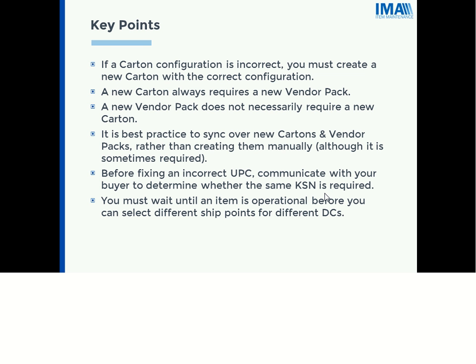Before fixing an incorrect UPC, communicate with your buyer to determine whether the same KSN is required. And then finally, you must wait until an item is operational before you can select different ship points for different DCs. So if you remember Tuesday I mentioned when you're doing new item setup, and if you need different ship points, you can only select one initially, and then you would have to wait for it to be operational, and then you would do a change request to set different ship points for different DCs.